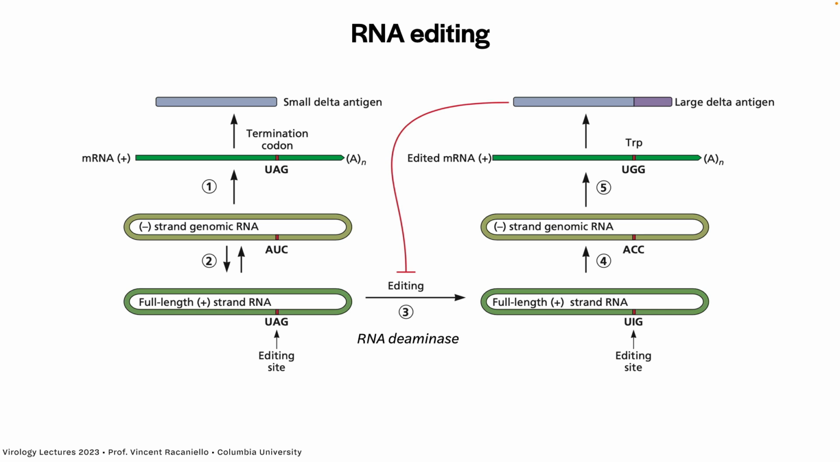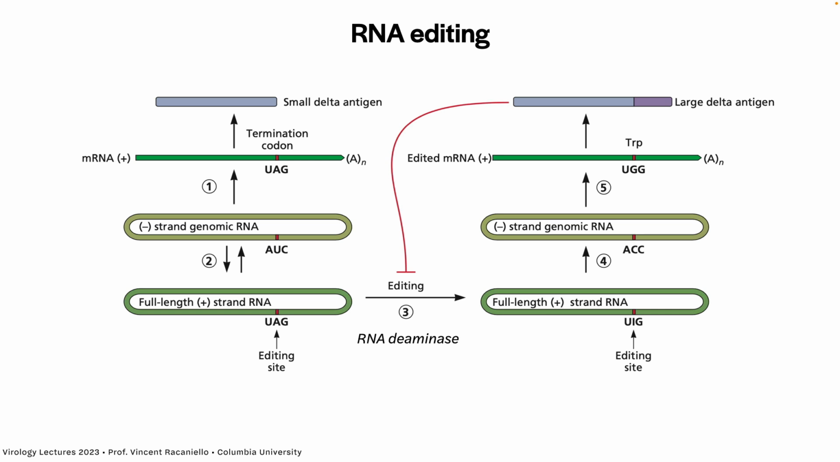There's an enzyme in cells called an RNA deaminase, which can change the A to an inosine. And that will then, when it gets replicated, encode a tryptophan. So you're changing basically the stop codon to a codon, and now you get a larger delta antigen. There's another stop codon downstream, which is used to terminate the large delta antigen. So changing one base gives you a different protein. This is called RNA editing. It happens in a number of viruses and also some eukaryotic organisms as well.